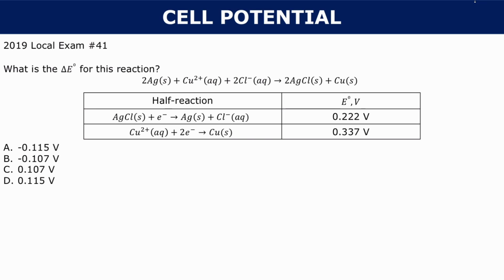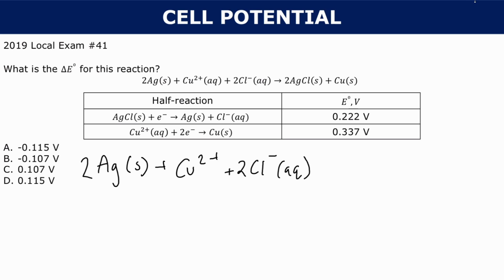So what is the delta E, the cell potential, for this reaction where 2 Ag solid plus copper aqueous plus 2 chloride ions are reacting to produce 2 AgCl and copper solid? Well, let's write down the reaction here. So 2 Ag solid plus copper 2+ plus 2 Cl minus aqueous is producing 2 AgCl solid plus copper solid.